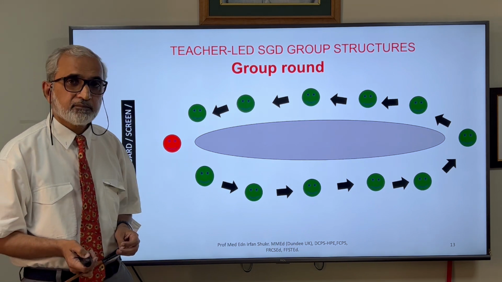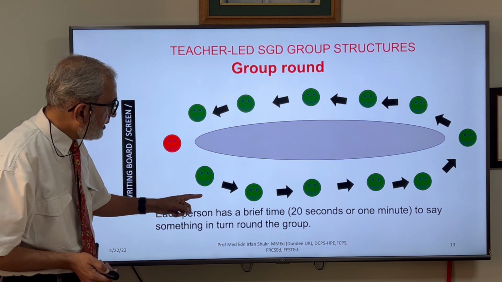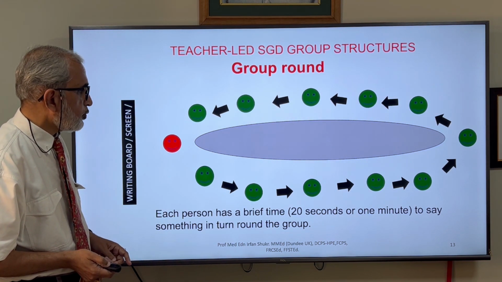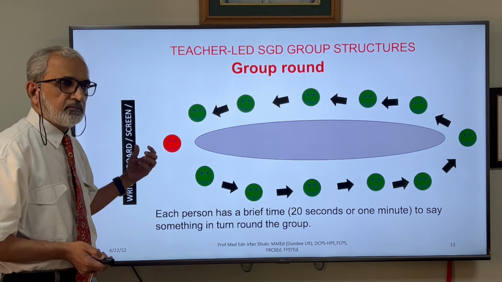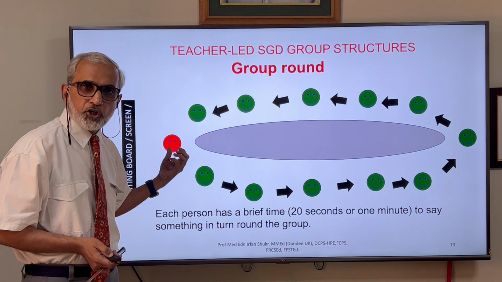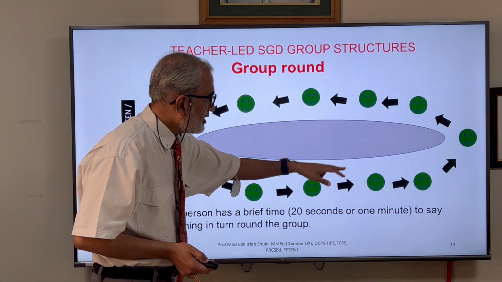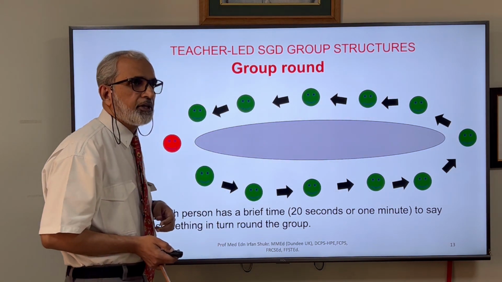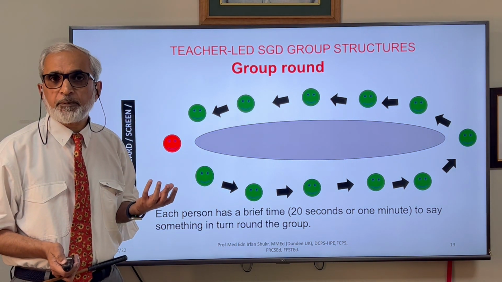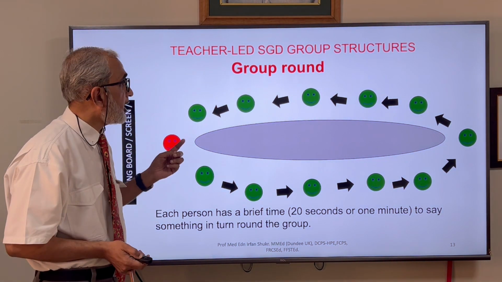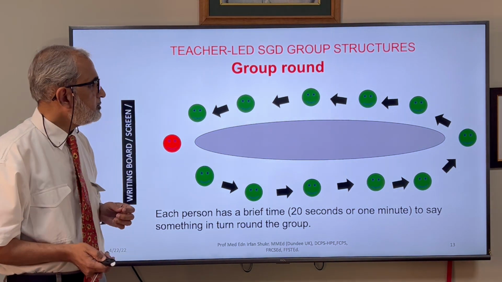Any idea? Each person has a brief time, 20 seconds to 1 minute, to say something in turn around the group. So the tutor ensures that all speak in a sequence like a round, and everybody has a specific time period to speak on a topic. This is called the group round structure of small group teaching.